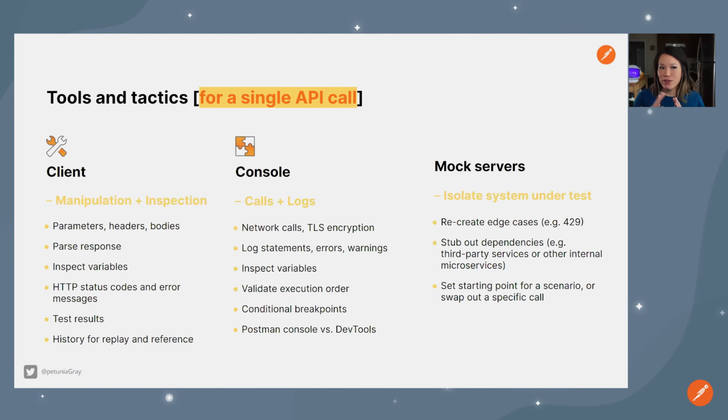And the last folder in that collection was mock servers. We recreated a 429. I do know there are teams that recreate hitting rate limits, because they want to see if I hit a rate limit, how does that impact the rest of my flow? And just stubbing out dependencies. You can use a mock either as a starting point for your scenario testing in the middle, or just for problem simplification. That was under the divide and conquer debugging strategy.